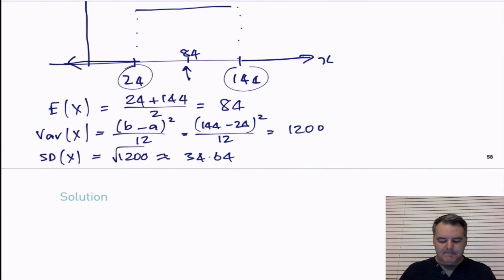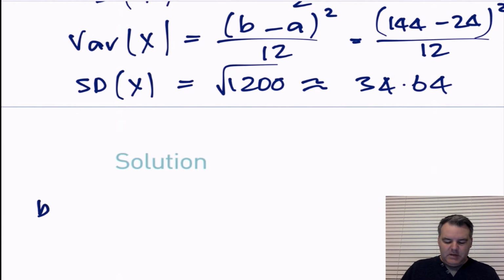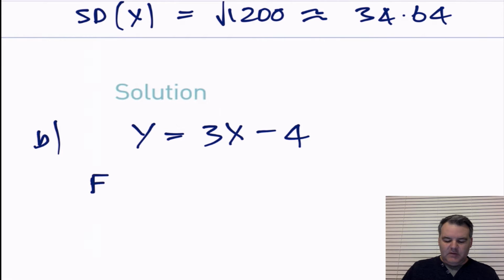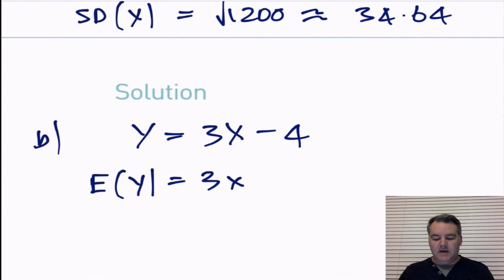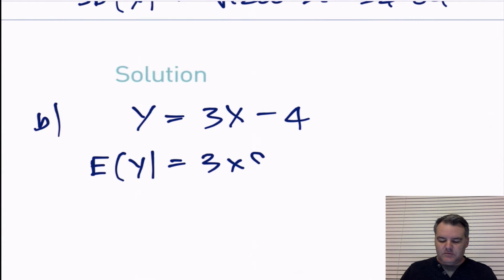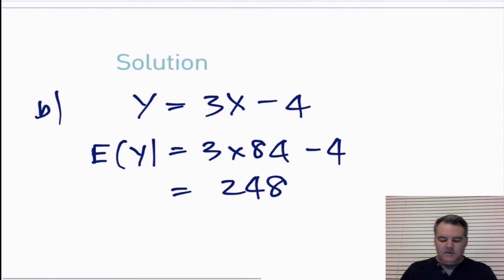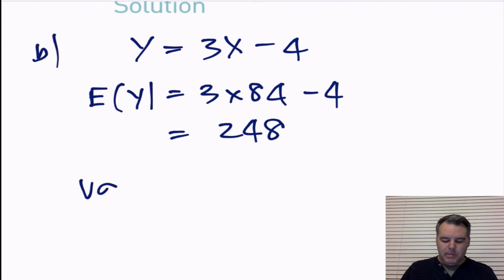What about y? For part b, y is just 3x minus 4. So the expected value of y is just 3 times the expected value of x, which we just worked out was 84, minus 4. So do that on our calculator and we should get 248. The variance of y and the standard deviation of y.